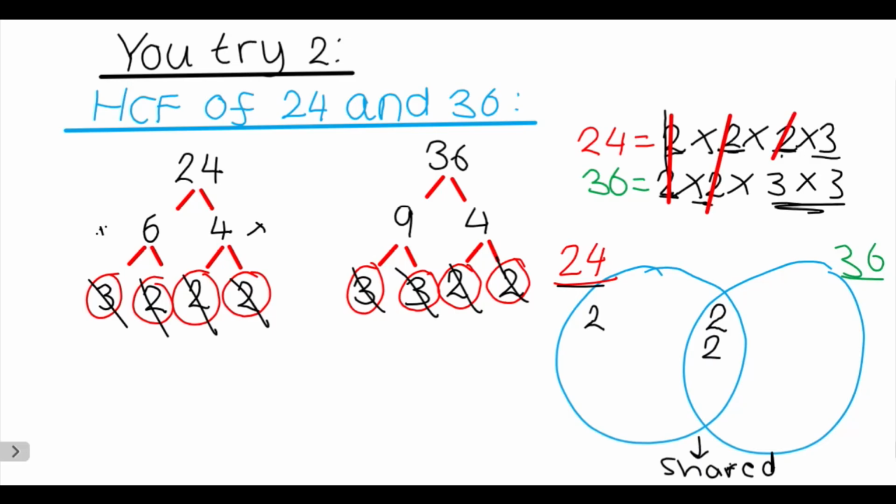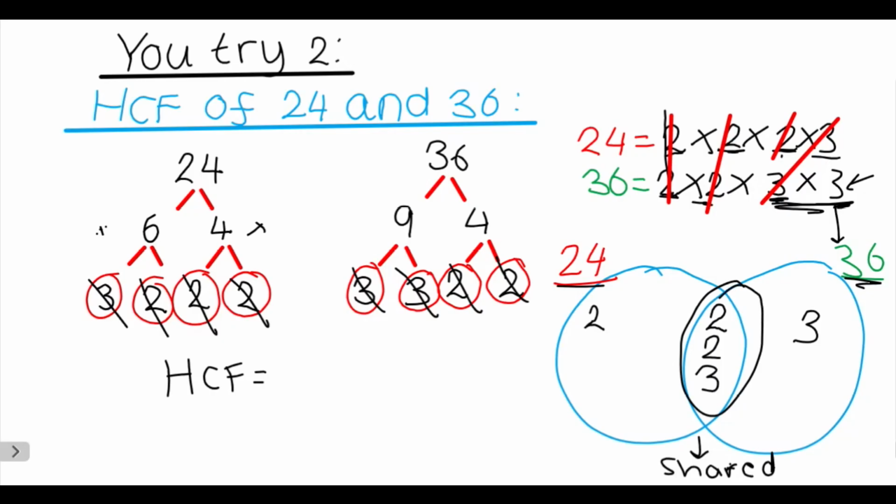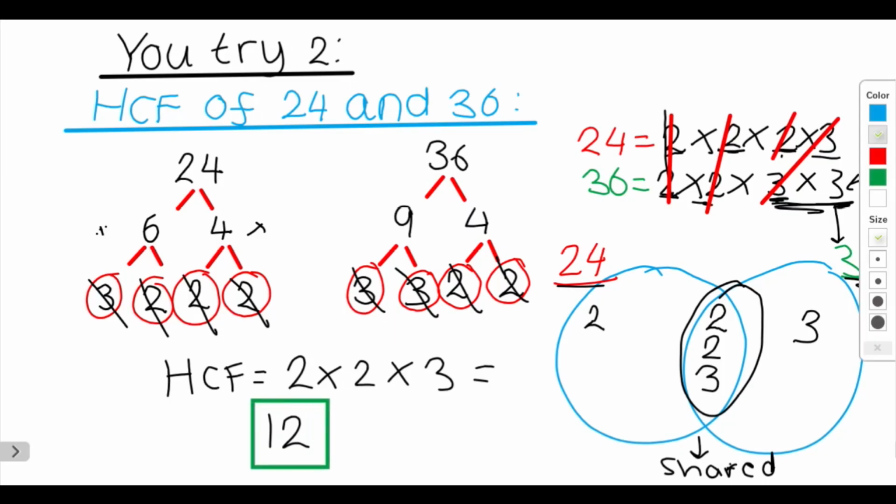And now there's a 3 here and another 3 on the bottom. We're going to pop that in the shared column. And we're going to cross those off. Now there's one lonely 3 left. And we're going to just pop that into the 36 column. Now, when we do the HCF, we always go for the middle section and we're going to times it and do the sum. So it's 2 times 2 times 3. Or we can solve this and then we can get 12. So well done if you got that correct.